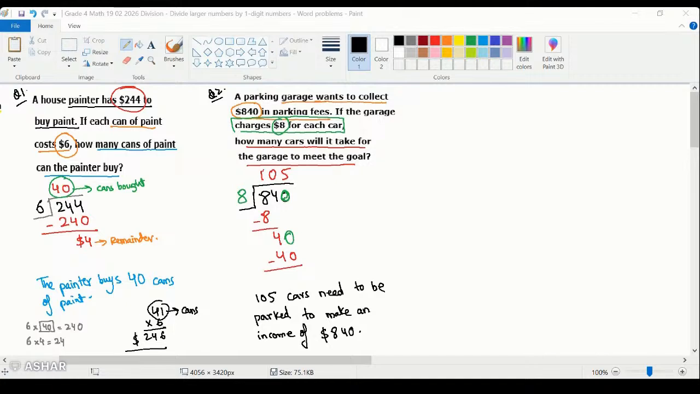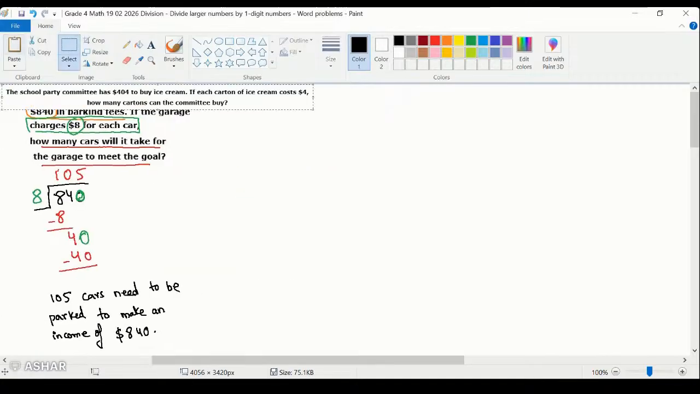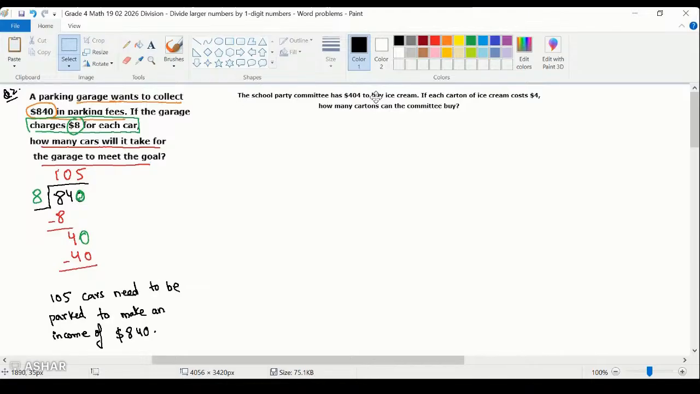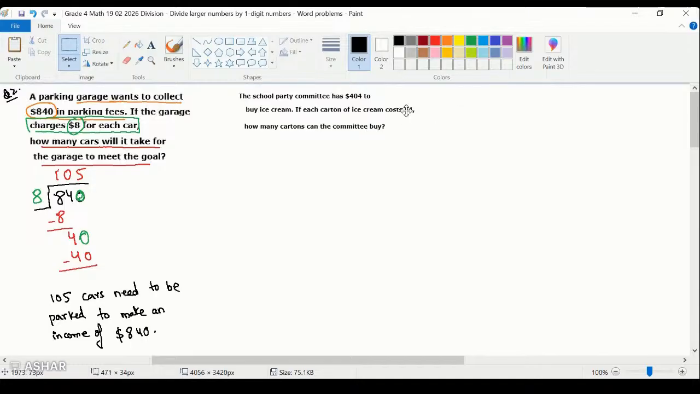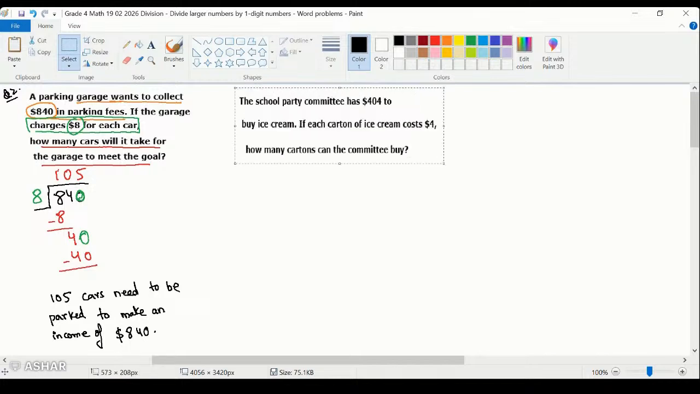Okay, let's have another example. For the next question, it says the school party committee has $404 to buy ice cream. And if each ice cream costs $4, how many ice creams can they buy?